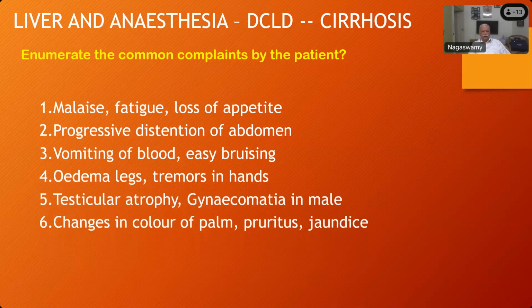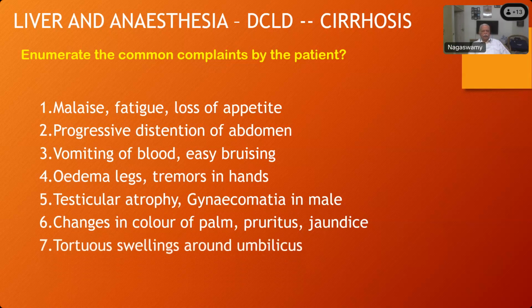What is the change in the color of the palm called? The clue is in the palm itself. Palmar erythema. The patient's hands will look red, even if he is a dark person, because of the increase in vascularity. So it is called palmar erythema. And the patient may have severe pruritus, and we may have jaundice occasionally. And there may be tortuous swelling around the umbilicus. What do you call that?